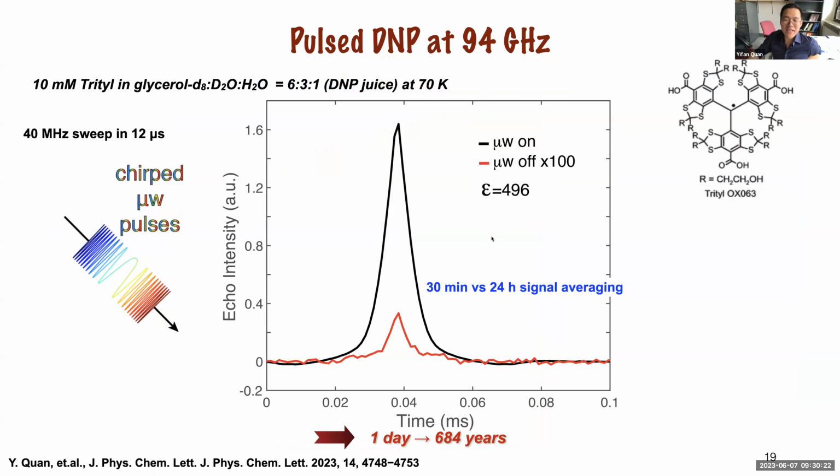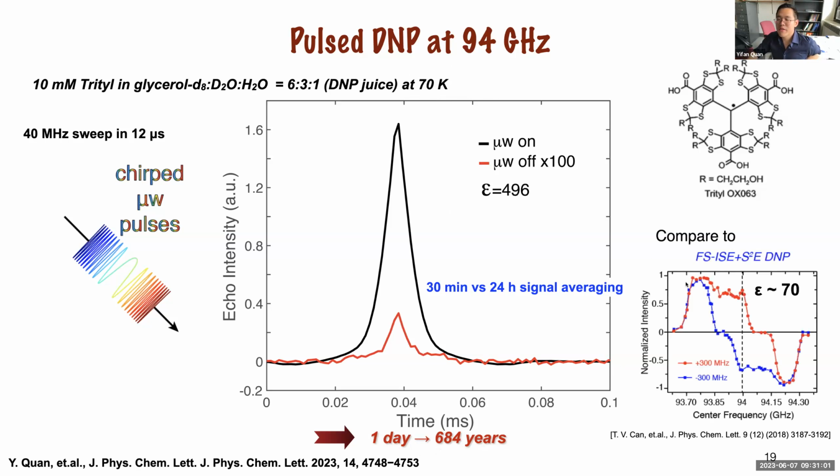Just a spoiler alert, the best enhancement we have obtained is 496 using 10 millimolar trityl in DNP juice at 70 Kelvin. But the only reason that we did it at 70 Kelvin instead of 80 Kelvin is just because we can, just to show off with helium. Well, this enhancement translates into time. This would allow an experiment that would take almost 700 years to be done in one day. That becomes realistic. And also, I would say this value will be even more drastic, which I will show later.